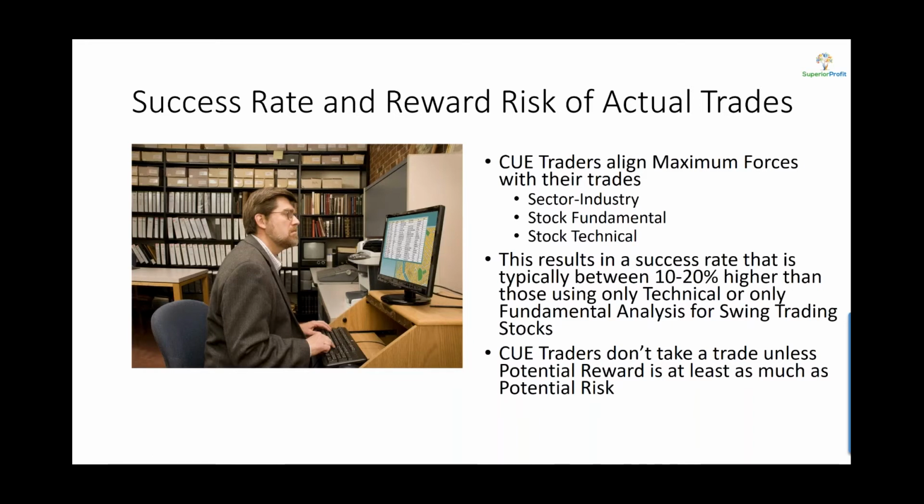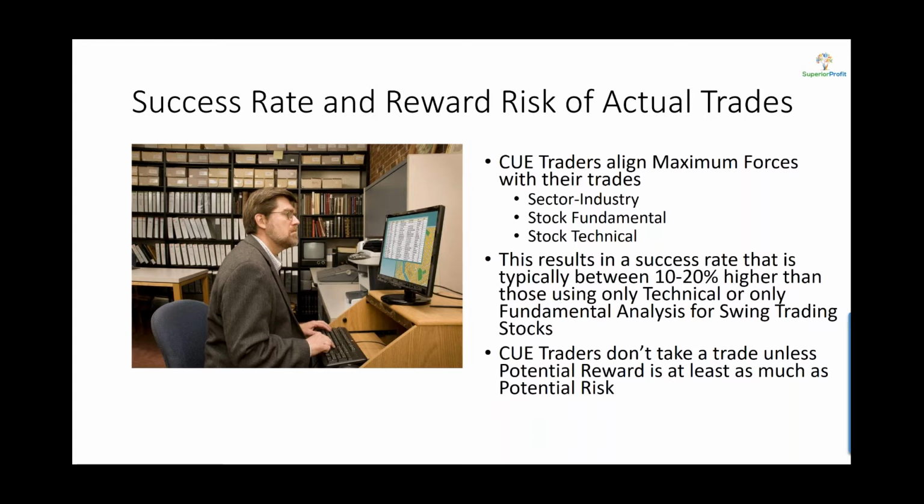Next, I will assess the success rate and reward risk ratio from the actual trades from the Q traders community. Q traders tend to achieve a higher success rate because they combine edges from sector industry analysis, fundamental analysis, as well as technical analysis with their trades. I have seen that traders who start using this 360 degrees approach and take only the truly highest probability trades improve their success rate by between 10 to 20%. You will probably understand why when I walk you through some of these trades.